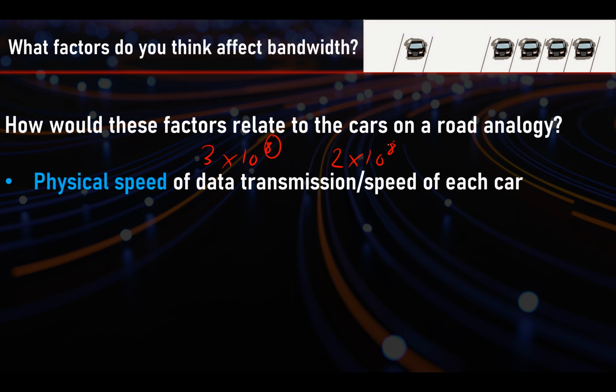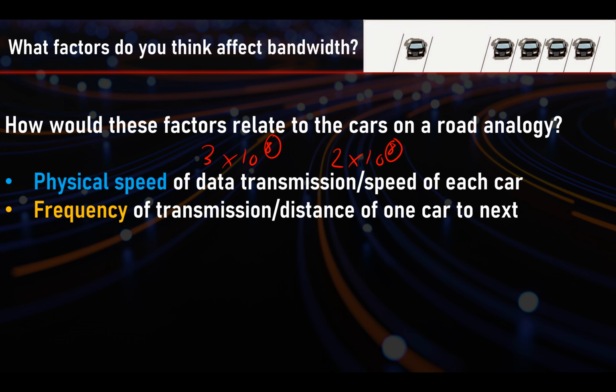So in effect, what are they both? 300 million meters per second, and 200 million meters per second. So in reality, there's actually not much difference. The main difference between fibre optic and electrical signals, for example twisted pair or coaxial, is going to be the frequency.